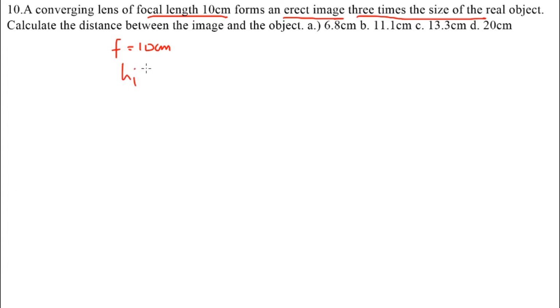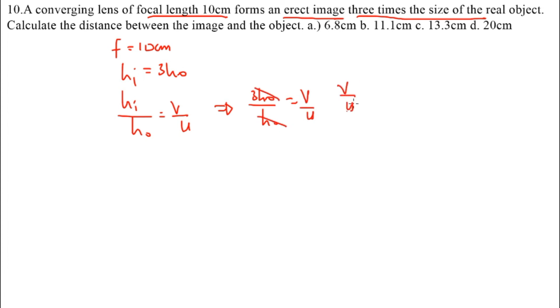That means the image height is 3 times the object height, which means that image height over object height, which is supposed to be v over u, will now become 3 h naught upon h naught, which is equal to v over u, which means that v over u is equal to 3. That means v is equal to 3u.